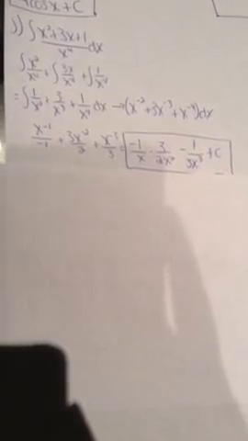So we're going to have x to the negative 1 over negative 1 plus 3x to the negative 2 over negative 2 plus x to the negative 3 over negative 3. When we simplify that, we get our final answer of negative 1 over x minus 3 over 2x squared minus 1 over 3x to the 3rd plus c.